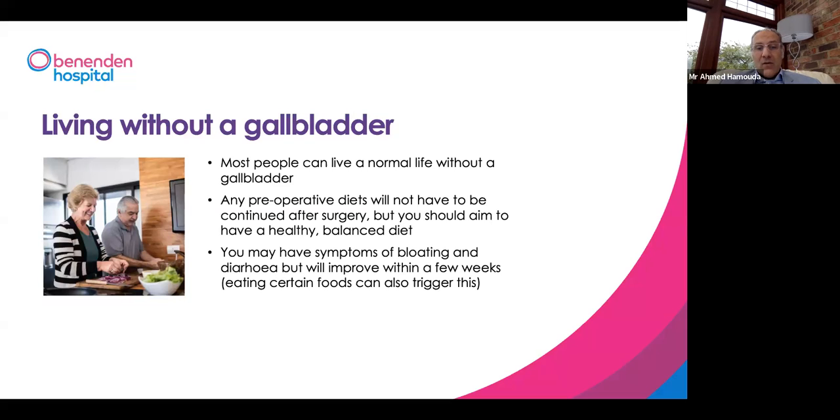It is wise, when you've had the surgery, to stick to a generally, not a completely no-fat diet, but a generally Mediterranean healthy diet with as low fat as you can, or maybe in small amounts rather than having one big fry up.